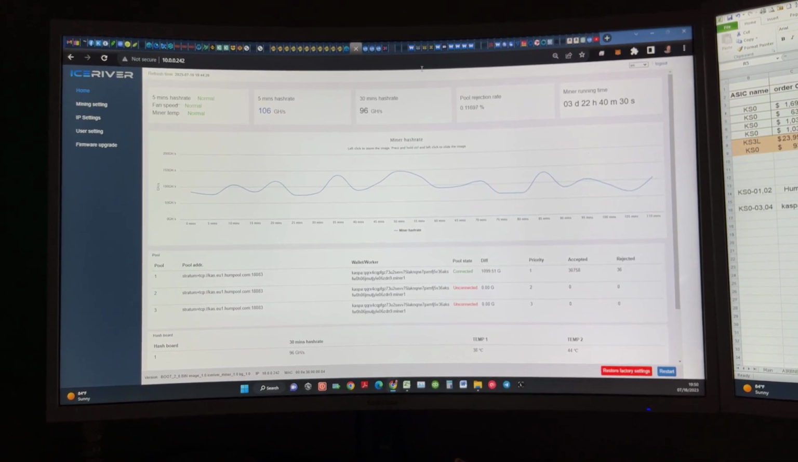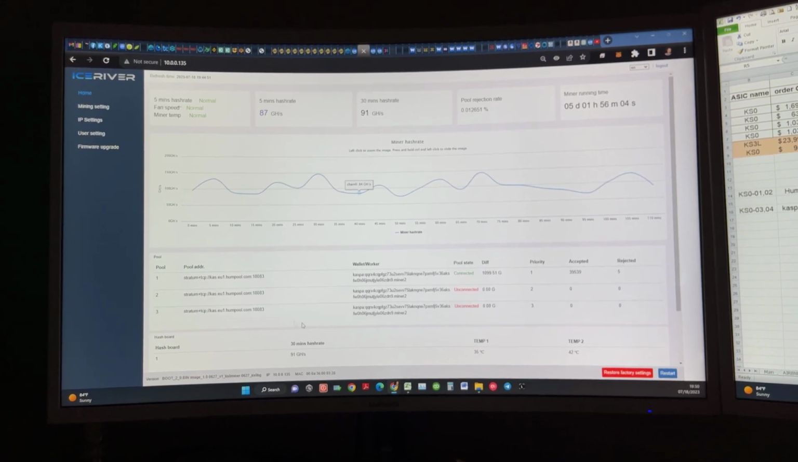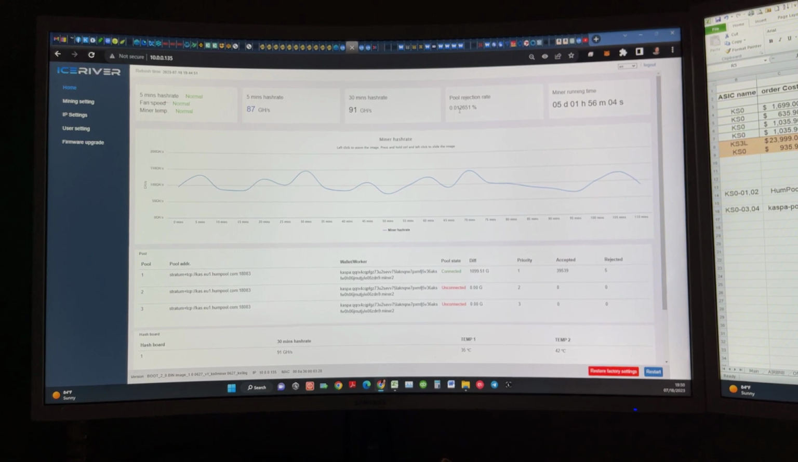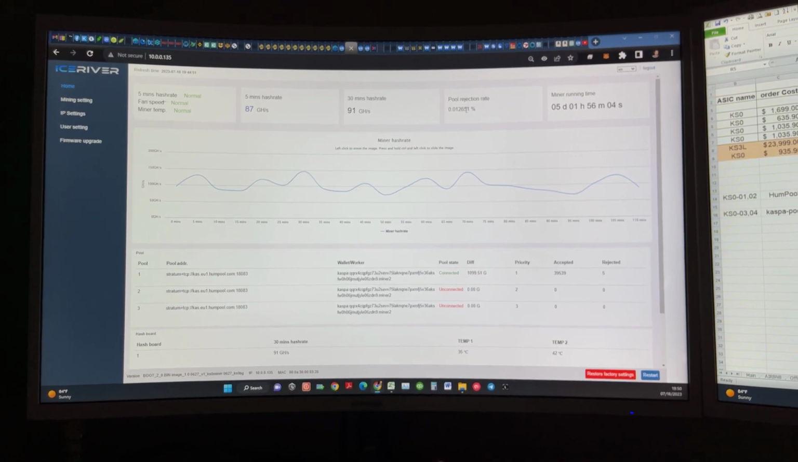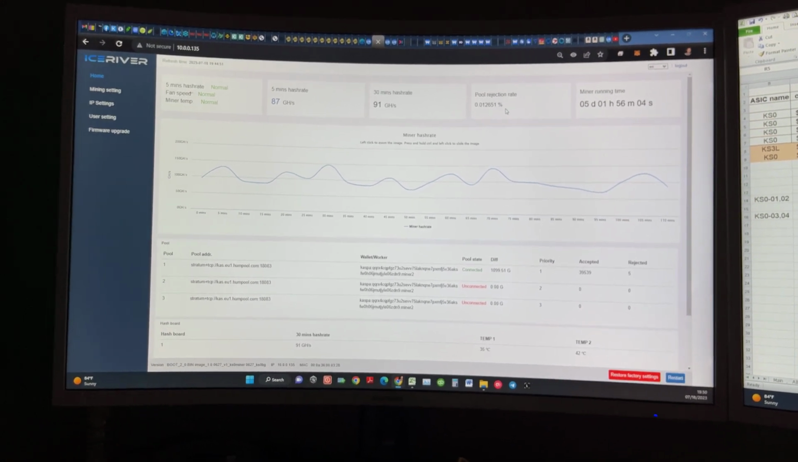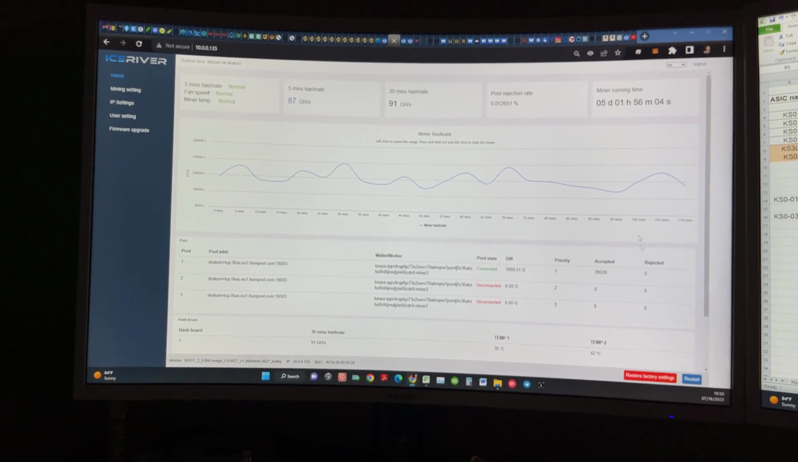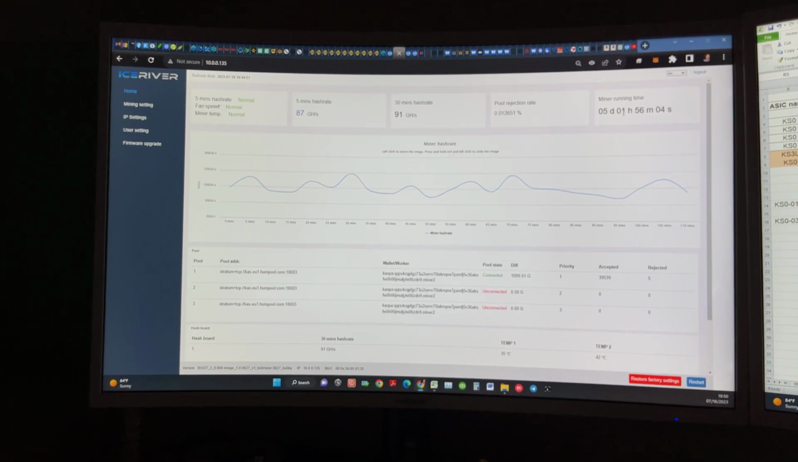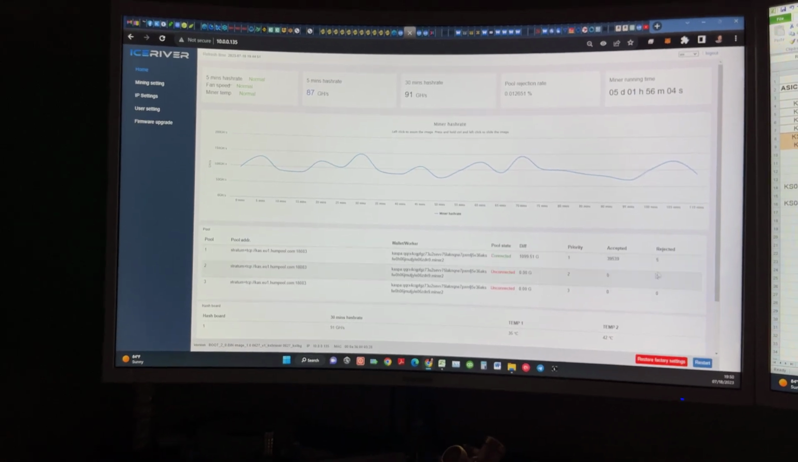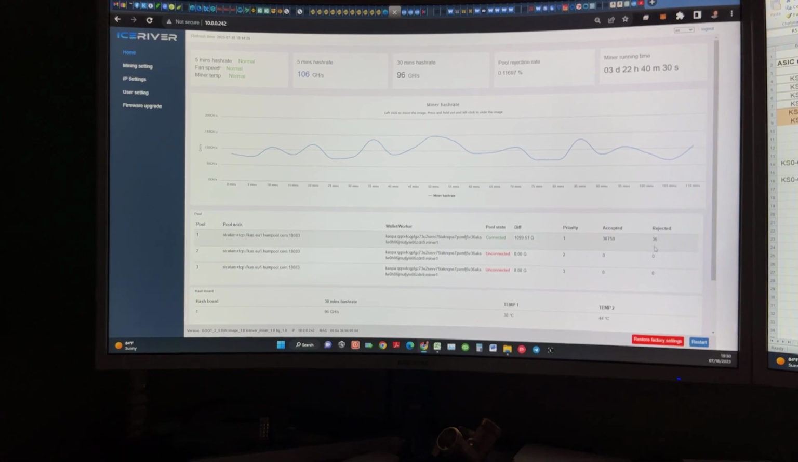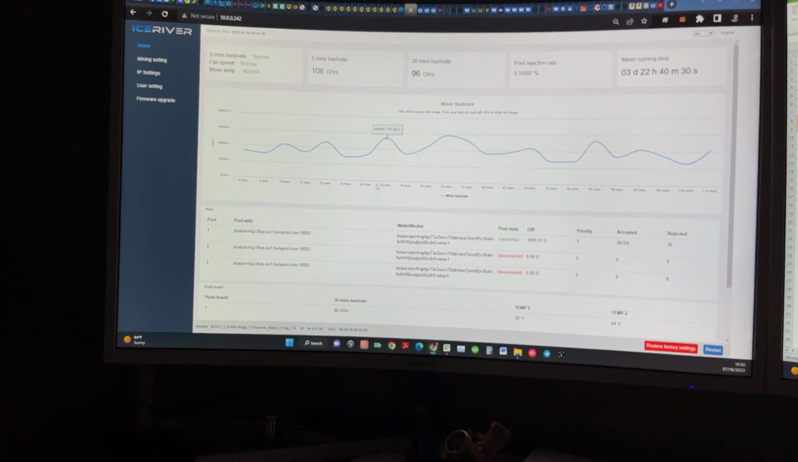Now I did mention before that on the HumPool, the rejection rate was very low, which it still is. On the second miner I have only like 0.01 to 0.651%, which is only 5 rejected shares over the 5 days, which I think is great. It was zero for almost a couple days. And then 36 rejected shares for 3 days on the first miner.